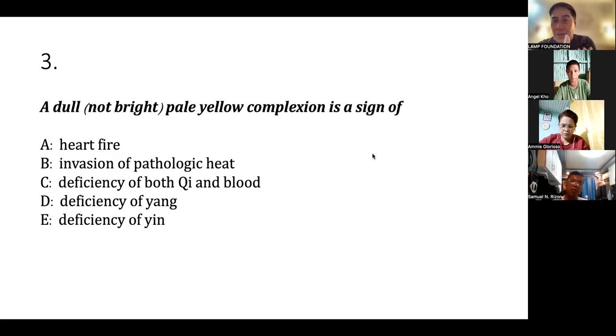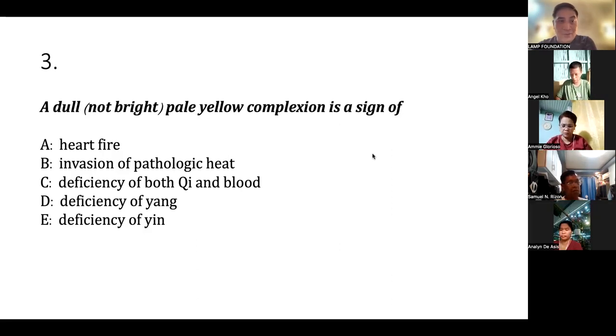Saka ano yung nararamdaman ng pasyente? The patient feels cold po. Cold. And the extremities may also be cold. Okay. How are you going to differentiate this from exterior wind cold invasion, ang yang deficiency? Okay, sino dito sa dalawa?